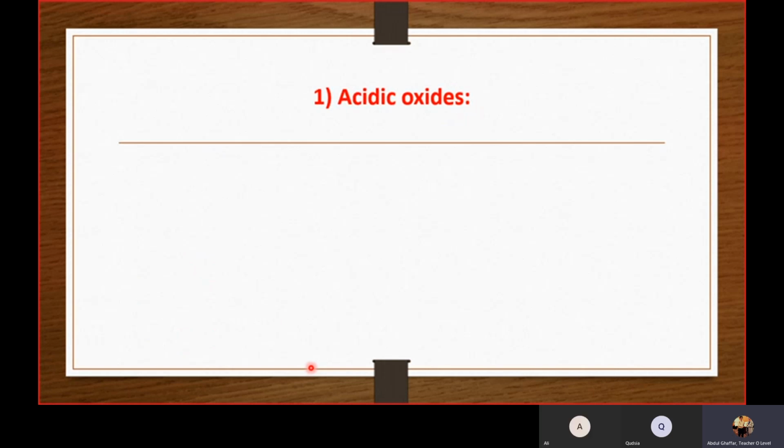Number one is acidic oxide. The first point is its formation, how it is formed. As I told you, an oxide is a compound formed where one element must be oxygen and the other may be a metal or non-metal. In acidic oxides, oxygen reacts with a non-metal.